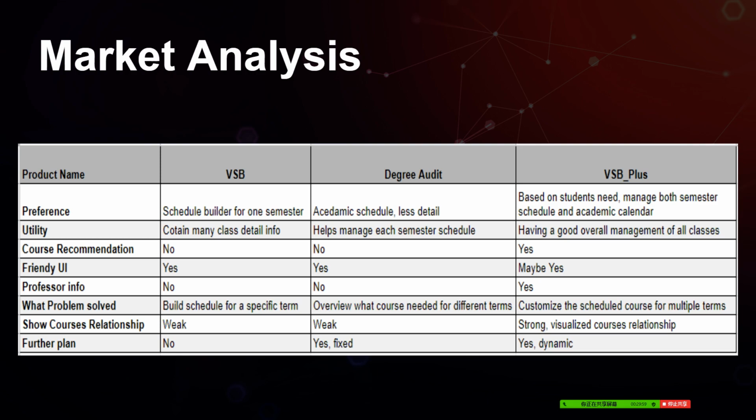We compare with other similar products. One is Visual Schedule Builder and another one is Degree Audit that can track the students' course progress. The last one is what we want to do. As a result, the product that we want to do is more dynamic and flexible. It also can do the course recommendation and visualize the course relationship.